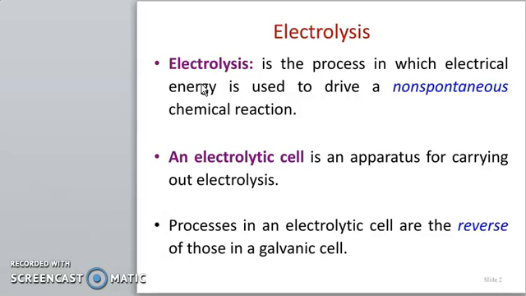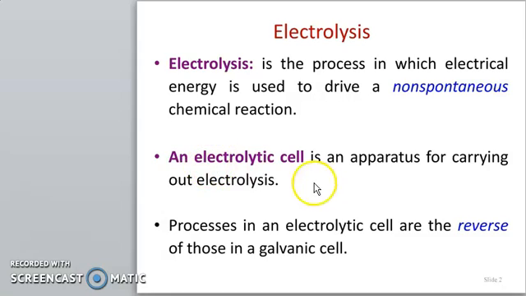In this process, electrical energy is used for a non-spontaneous chemical reaction. From the spontaneous reaction, the released electrical energy is used for the non-spontaneous reaction, and this step is the electrolysis. So for this electrolysis process, an electrolytic cell is used.